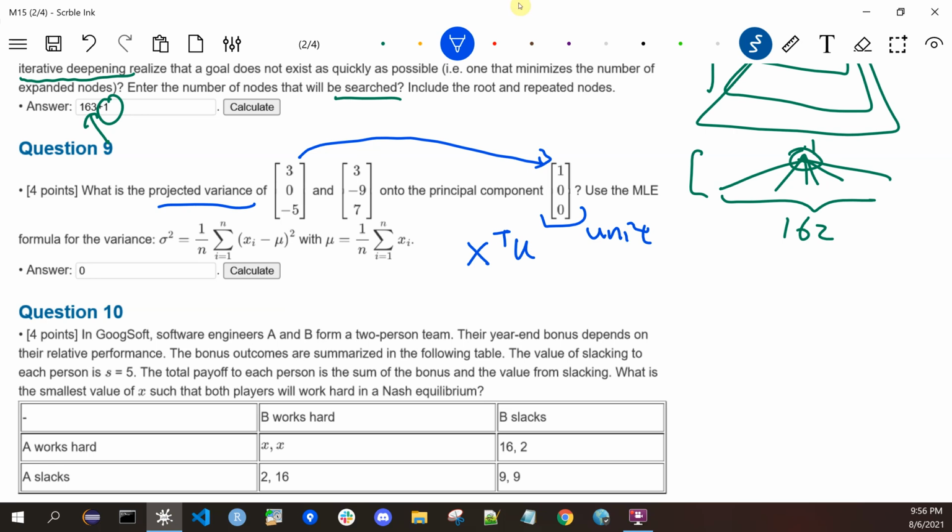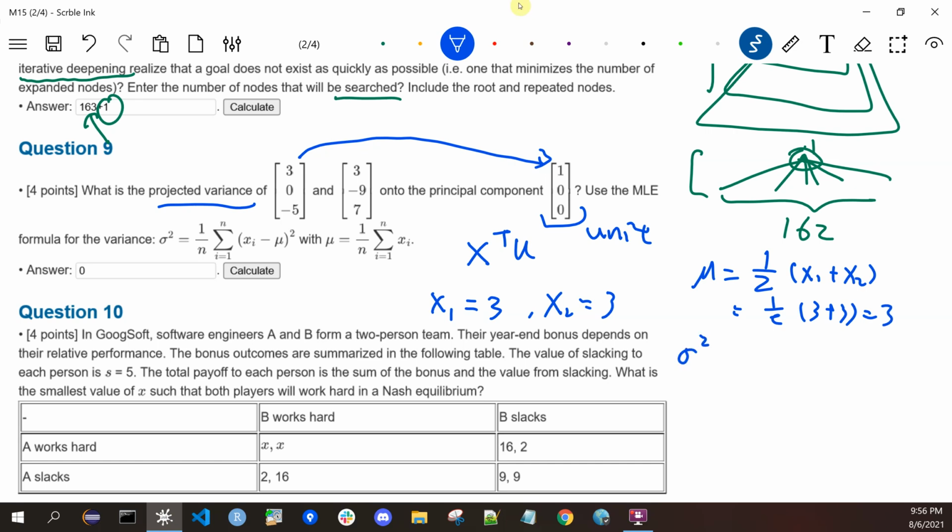But in any case, after we make it a unit vector, we just do the dot product, which means the x1 is 3, and x2 happens to be 3 as well. So immediately you know the variance is 0, but we should still try the formula. So mu here is the average. So there are 2 points, so it's half x1 plus x2. So it's half of 3 plus 3, so it's 3.